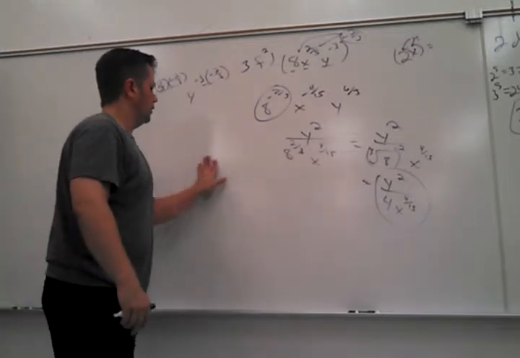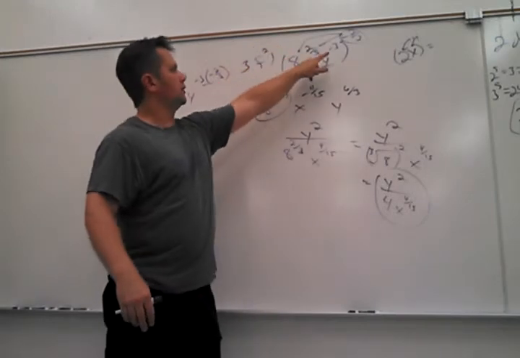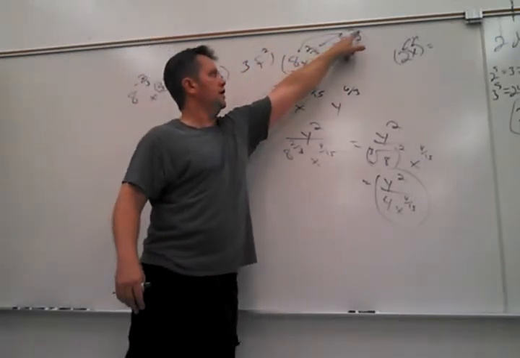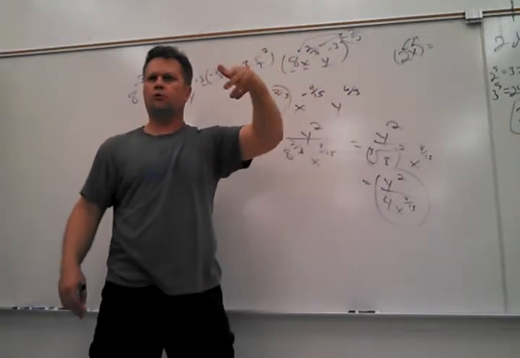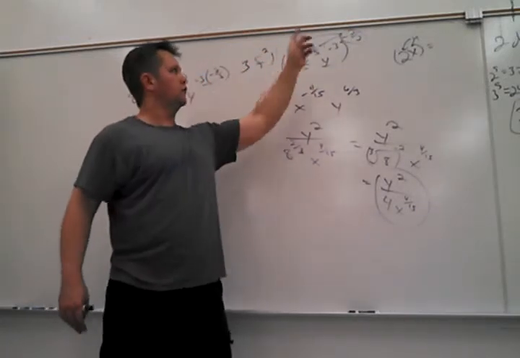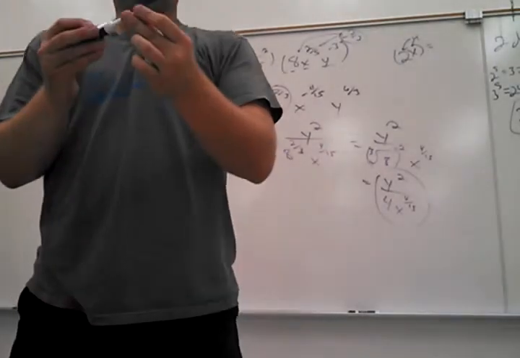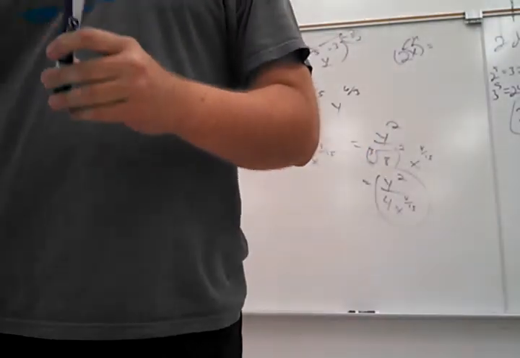Yeah, so there's a lot of other ways to do it. You could have brought that y to the negative 1/3 down first, and then flipped it, and then did everything to the 2/3 power. That would work too. There's a lot of different ways you can do this, as long as you can do it one of those ways.